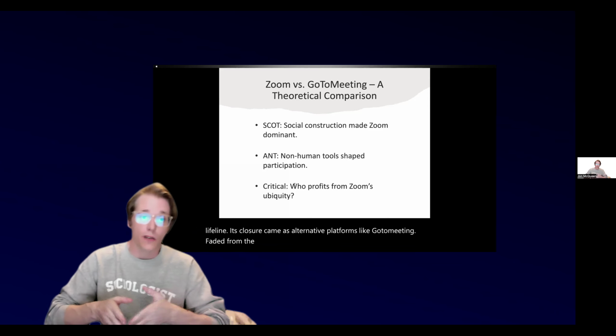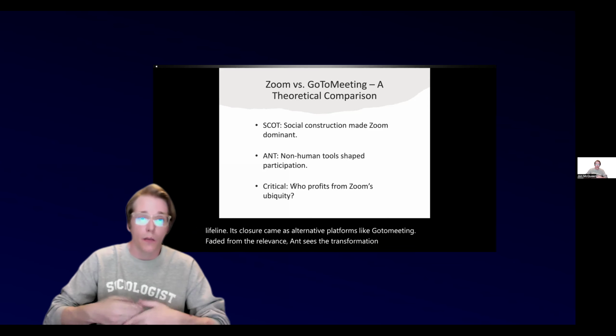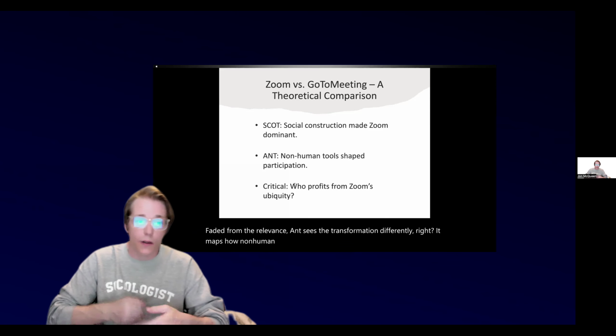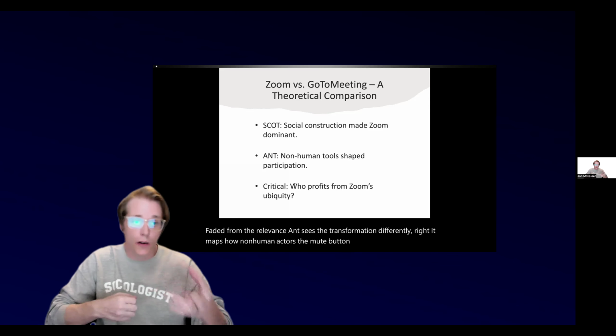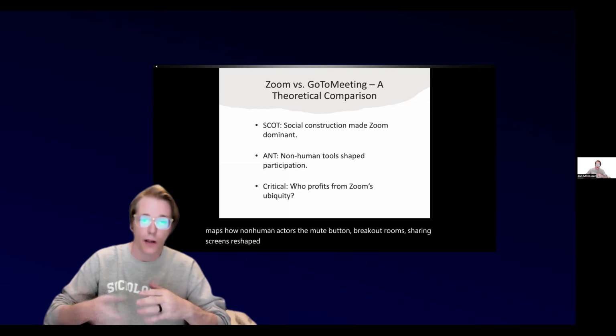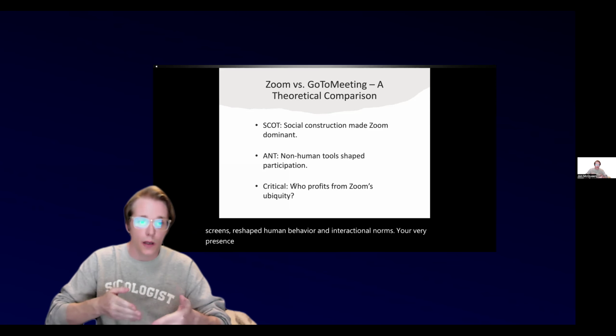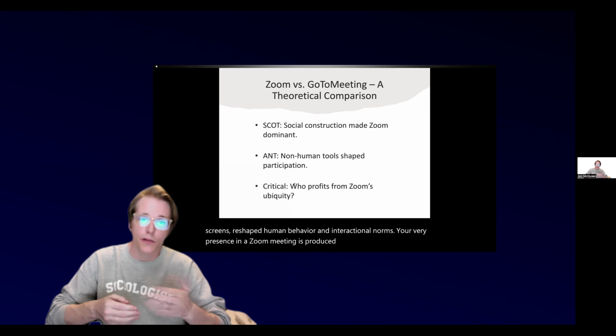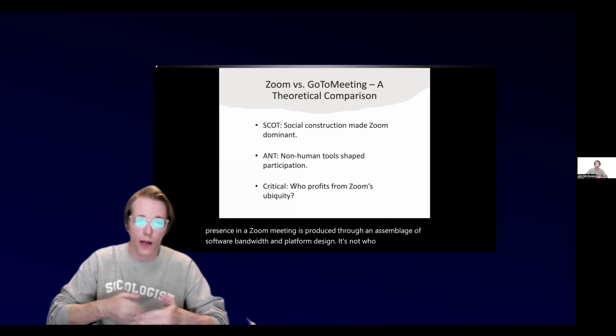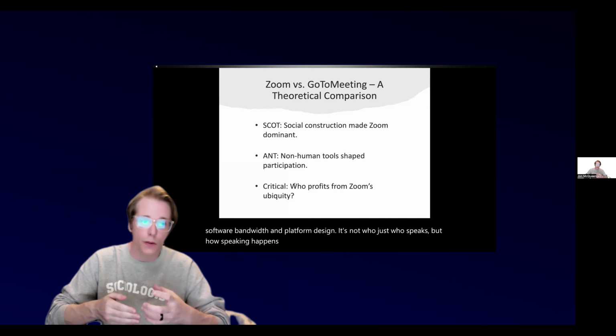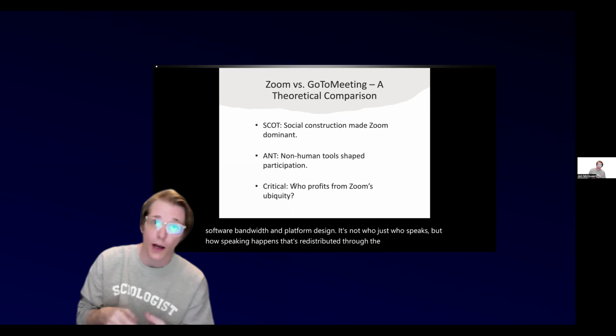Ant sees the transformation differently, right? It maps how non-human actors, the mute button, breakout rooms, sharing screens, reshaped human behavior and interactional norms. Your very presence in a Zoom meeting is produced through an assemblage of software, bandwidth, and platform design. It's not just who speaks, but how speaking happens that's redistributed through the network.